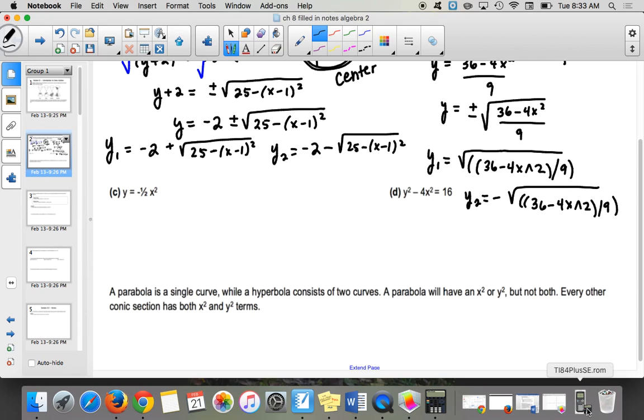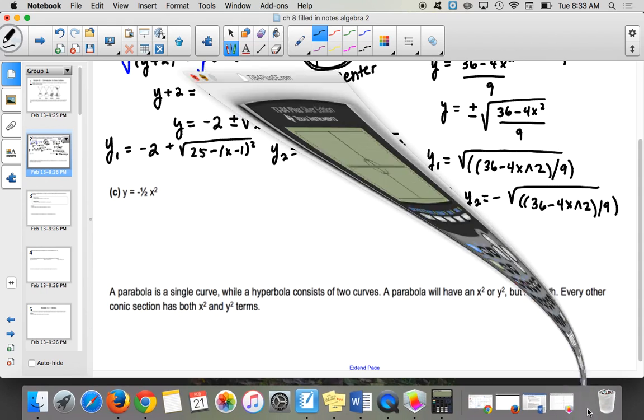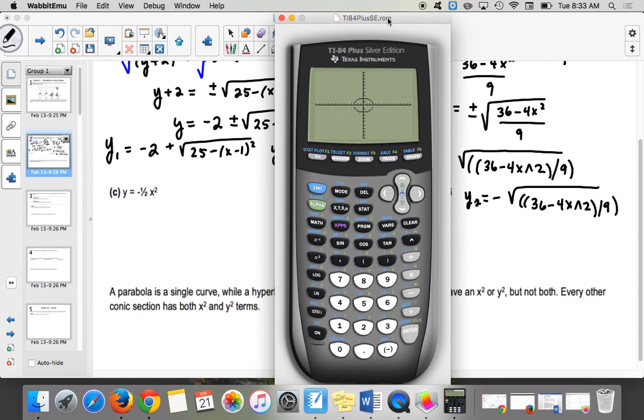Any guesses on what this one's going to look like? We've graphed this before. It's going to be a parabola, a downwards parabola, right? So this one is already solved for y. So we could just go to our y equals, clear out both of those. And then we can do negative 1/2.